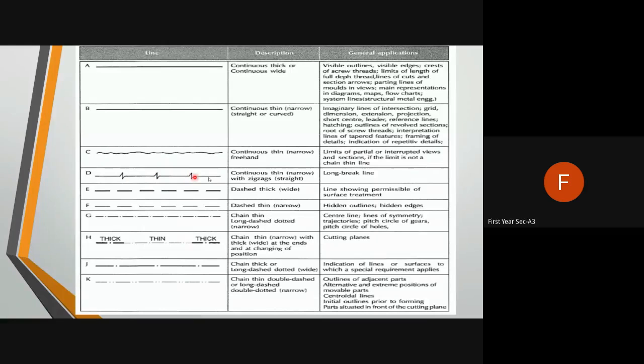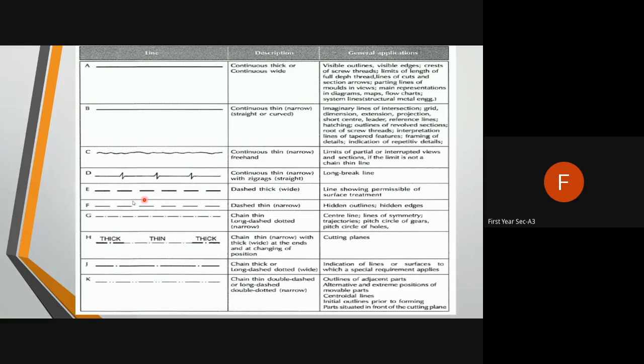Then this is known as a zigzag line, continuous thin, narrow with zigzag. It is also known as a long break line. And this is known as a dashed thick wide line, showing the permissible surface treatment. So, dashed thick wide lines.